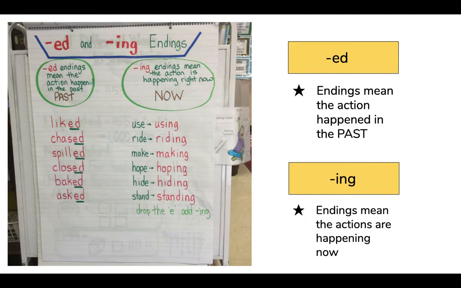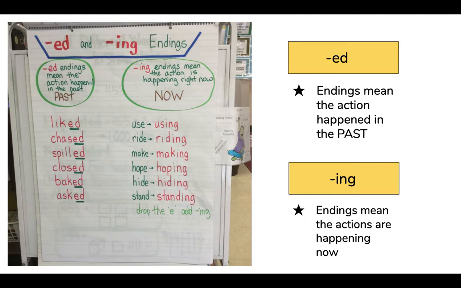So ED endings. There are three ways to pronounce ED, right? Ed, duh, and t. They all have different pronunciations depending on what word they're at the end of, and they all make the action word that they're going on say that it happened in the past. ED endings mean the action happened in the past.